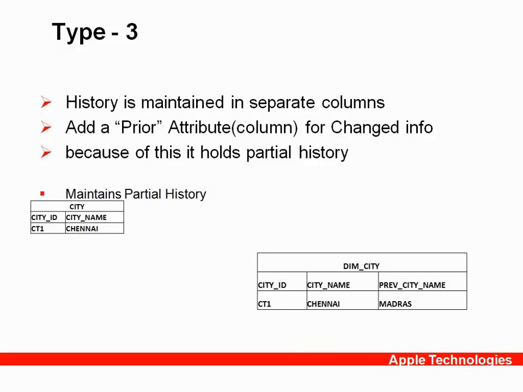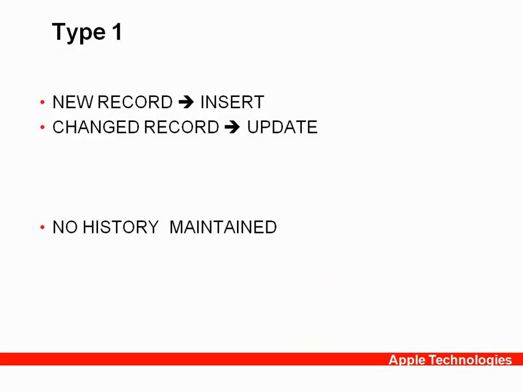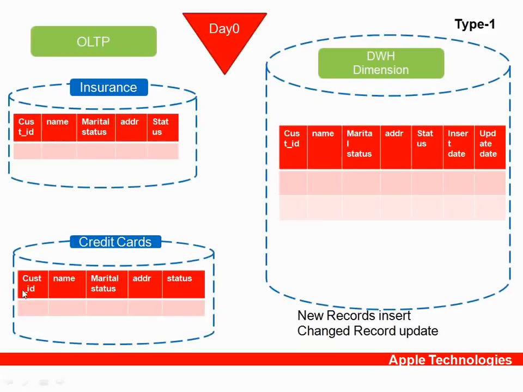So now we know type 1: new record insert, changed record update. Now let's take one small scenario. Assume that a bank has started. I just started the bank today, the first day, day 0. This bank is giving some insurance and insurance policies, and also some credit cards. Just assume that.